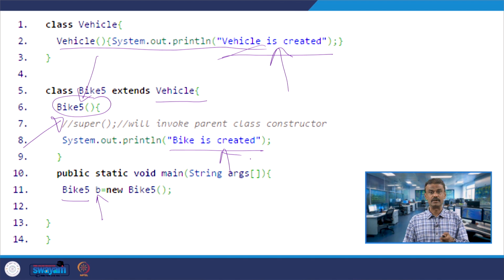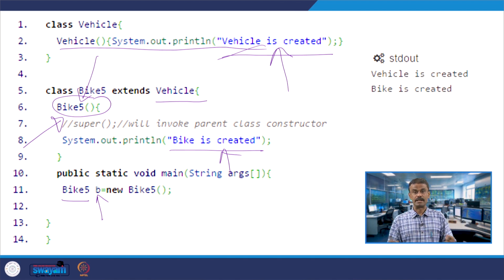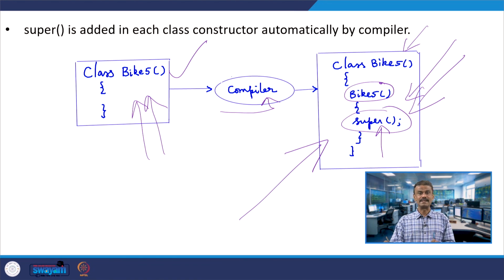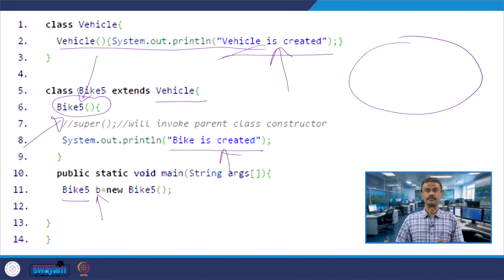So, that is the meaning of the previous diagram. You can see the output, and you can try this code. It is a very interesting code. I have not written super, but as far as the compiler is concerned, you have the super keyword, even though you have not written it.